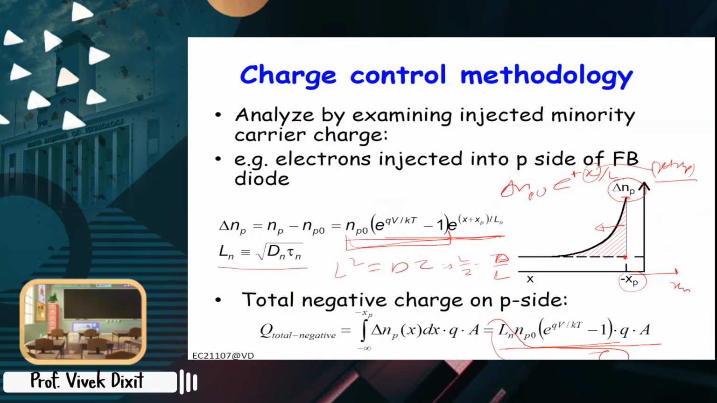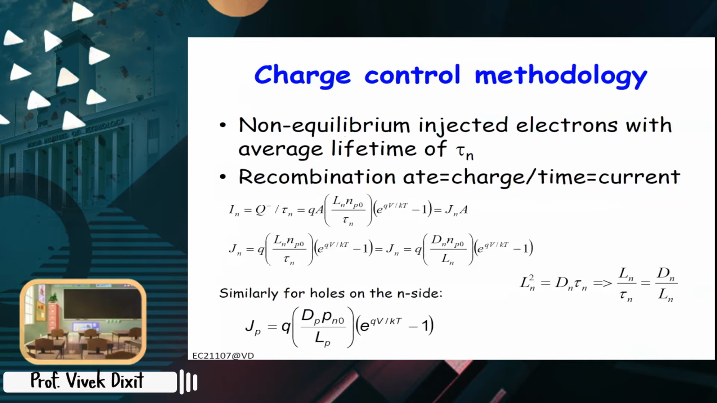You can add these two currents, due to the injected electrons and due to the injected holes. That expression will also be similar. So the overall current will be the sum of these two, and you get the total current. This I will discuss, because L by tau is written as d by L here. Similarly, the expression for holes is Dp times p naught by Lp, exponential qV by kT minus 1. If you add these two, you will get the total current.